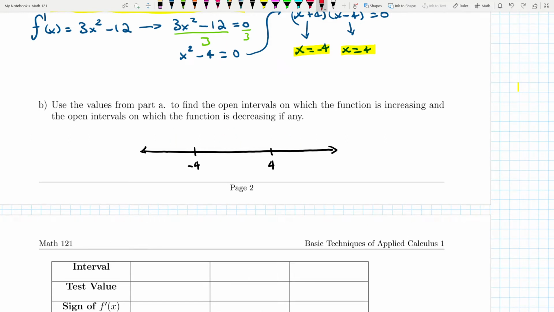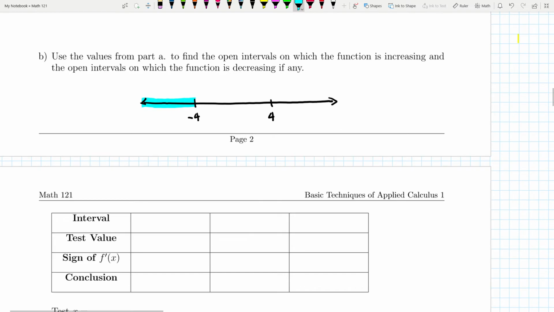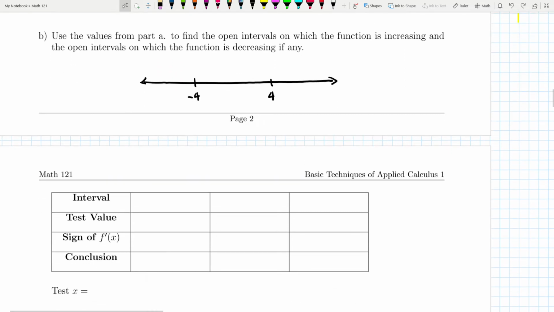Let's first of all describe these 3 intervals. Number 1: if we describe this first interval using interval notation, I'm going to call that negative infinity to negative 4, and it's an open interval. The second interval is going to go from negative 4 to 4.